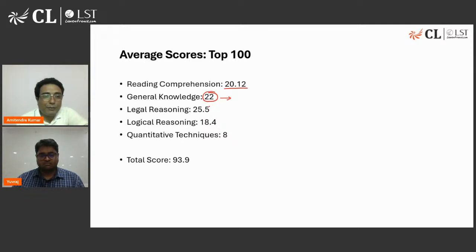Scores can definitely improve. Legal reasoning was very easy. The average score has gone up by above 25. Logical reasoning was moderate, but still students have performed better. What makes me really happy is the performance of the students in the quantitative techniques section. Last time we saw the score had dropped to 5.5, but this time it has further improved.